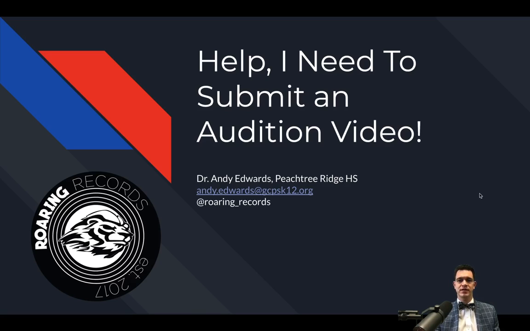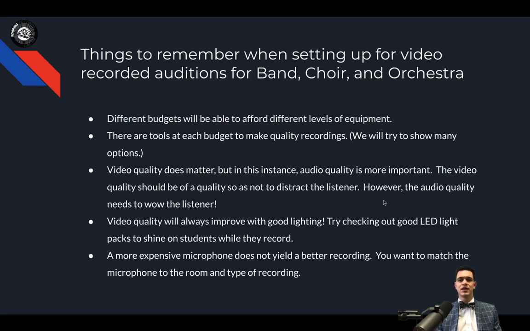So what is going to go into making a good audition video if, say, you were a band, choir, or orchestra member? Well, different budgets for schools and different budgets for people at home will be able to afford different levels of audio. For example, this is a really nice broadcast microphone. It's actually the same microphone that Michael Jackson recorded the Thriller album on. It's pretty cool, but it doesn't come cheap. You might not be able to afford that, but you might be able to afford something like this. This is a USB level condenser mic. So you might want to consider something that's more along those lines.